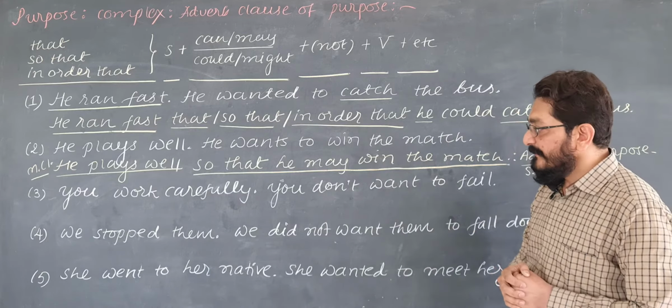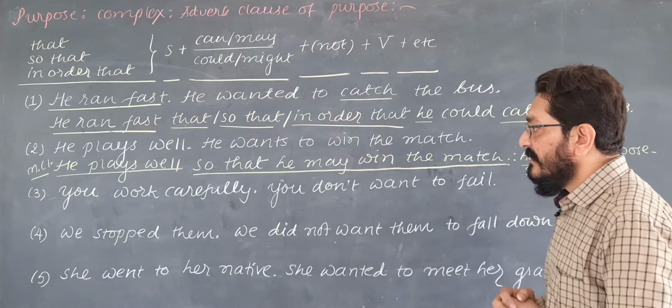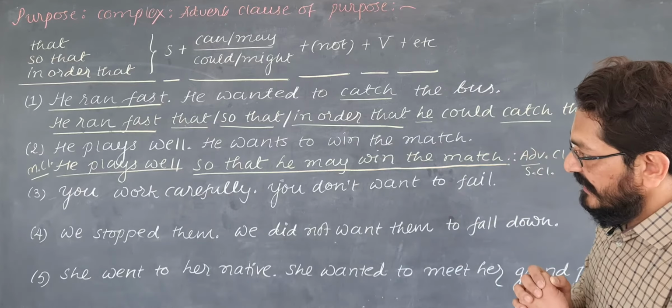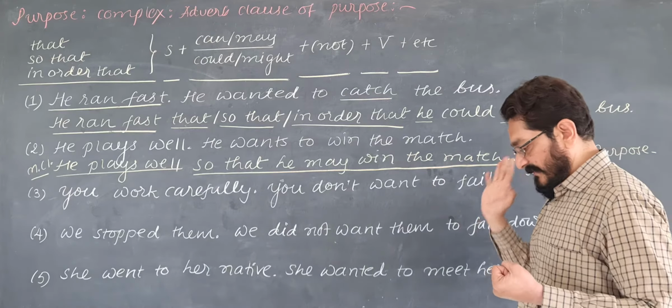Suppose I want to make a simple sentence out of these two simple sentences. Do you know how I will join the two sentences? You work carefully, not to fail. You work carefully, in order not to fail. It is using the infinitive. Now let's make simple sentences using VING. You work carefully for not failing. You work carefully with the aim of not failing, with the purpose of not failing, with a view to not failing. But now we want to make these two sentences complex.